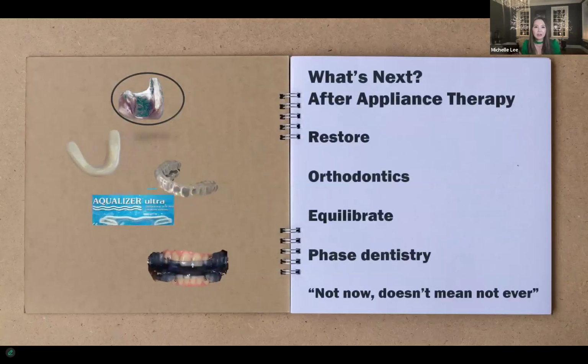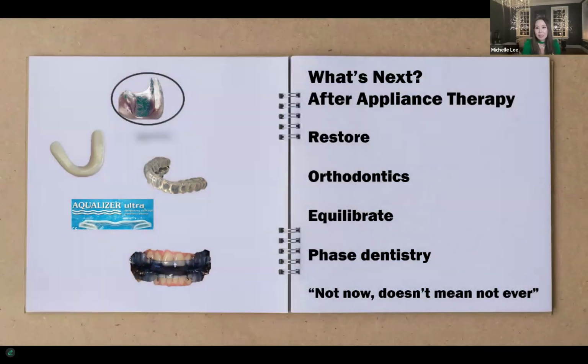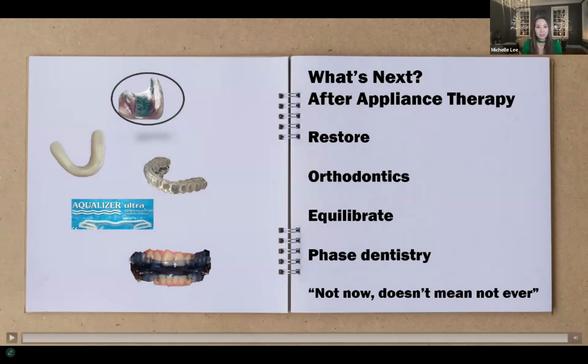So what's after appliance therapy? We want to think about either restoring teeth once we have stability and adaptability and we achieve our goals in appliance therapy. We can think about putting teeth in a better position, orthodontics. We could equilibrate, which I think is a really fundamental skill for us to master. I actually call it bite harmonizing. Who wouldn't want to have their bite harmonized? We can also phase dentistry. And what I've learned that's been really impactful is that patients are really appreciative that appliance therapy is able to help them phase dentistry. So I always say not now doesn't mean not ever for patients, because we're doing dentistry with and for them.